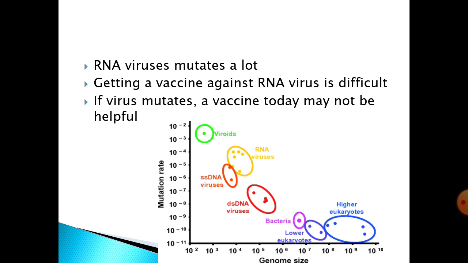RNA viruses mutate a lot. Getting a vaccine against an RNA virus is difficult. If the virus mutates, a vaccine today may not be helpful tomorrow.